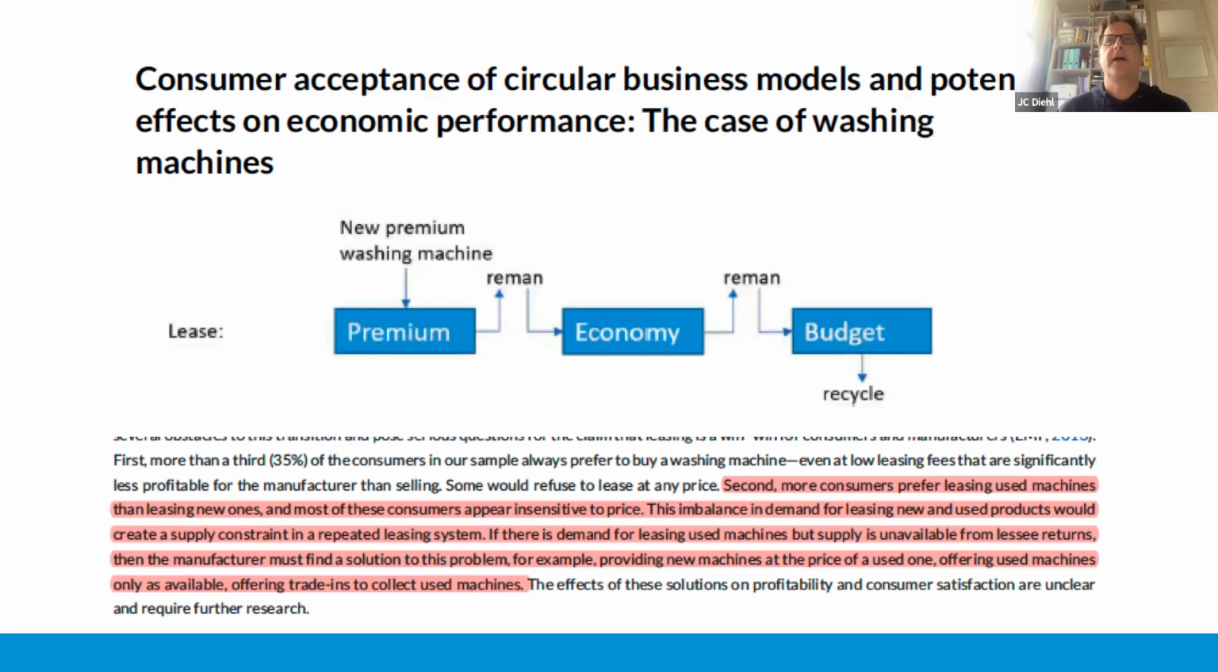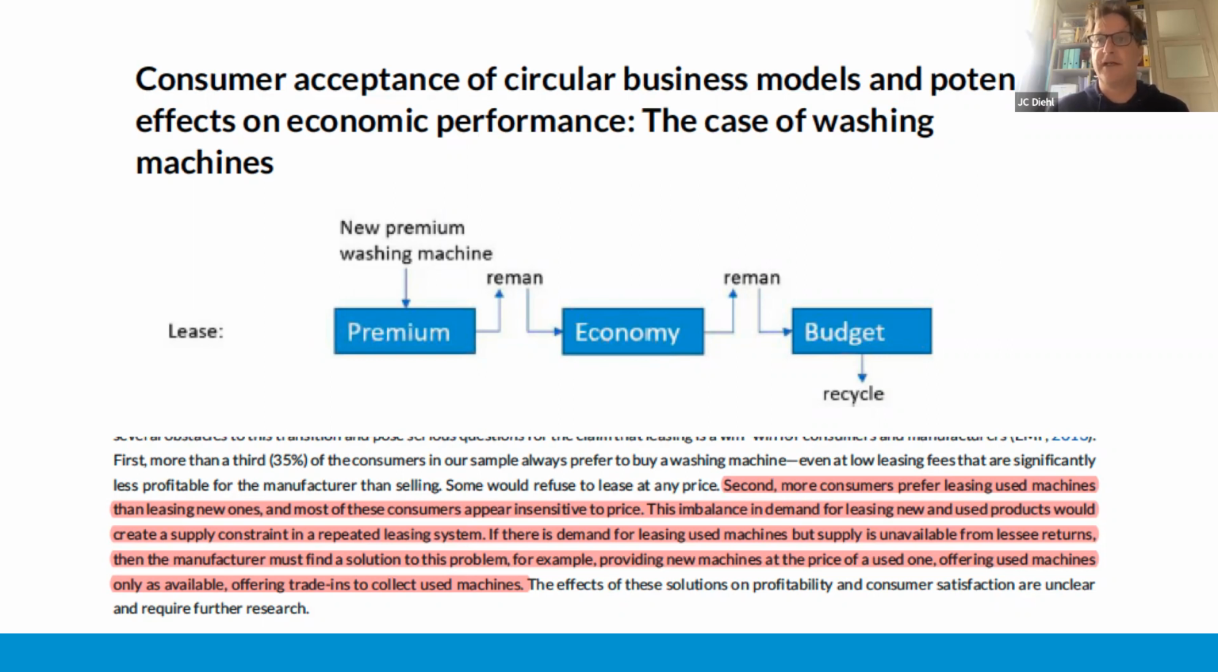Another paper is about this business model of remanufacturing and bringing it back into the market. There you see an interesting quote. It says, second, more consumers prefer leasing used machines than leasing new ones. And most of these consumers appear insensitive to price. This imbalance in demand for leasing new and used products would create a supply constraint in a repeated leasing system. If there is demand for leasing used machines, but supply is unavailable from lessee returns, then the manufacturer must find a solution to this problem.